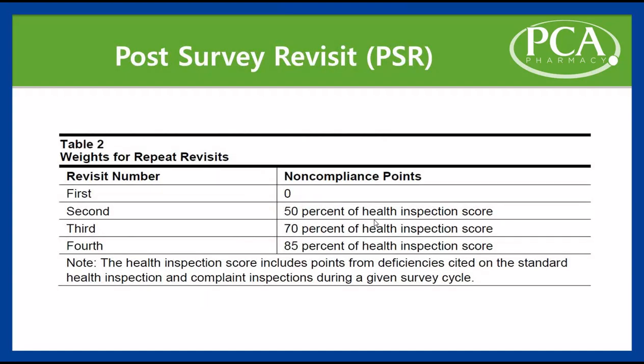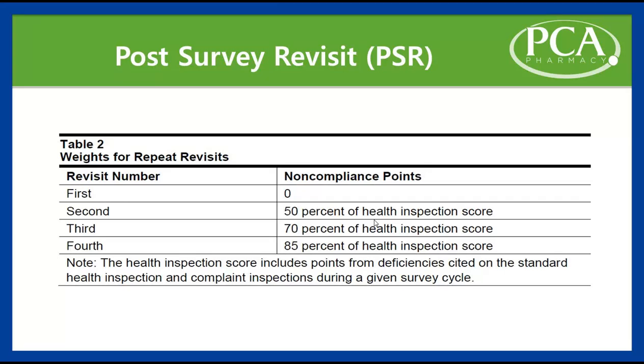When a facility is found to have a deficiency and it requires a revisit, the first time the survey team returns, it is not associated with any additional points. Subsequent revisits get a percentage of the health inspection score added additionally, up to 85%. This makes sense because the more required revisits that are necessary, that would indicate there are more serious quality problems.